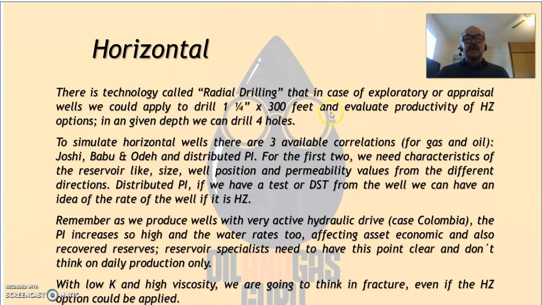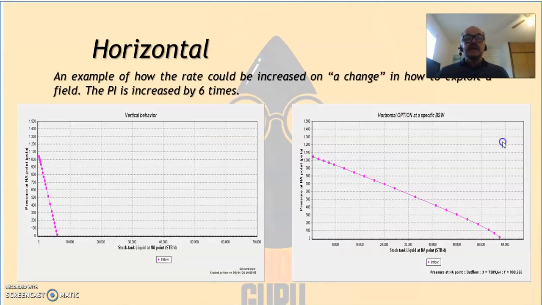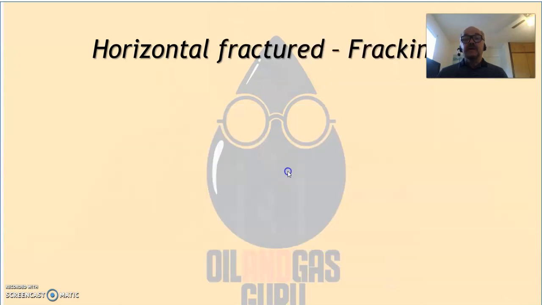Radial drilling can also help us think about productivity. If we drill some 1 1/4 inch holes, 300 feet long, we don't know where we're going, but we can see the productivity. This applies if the permeabilities are good and we navigate the well the right way. If we navigate the well the right way, we can get very good results drilling the well horizontally.